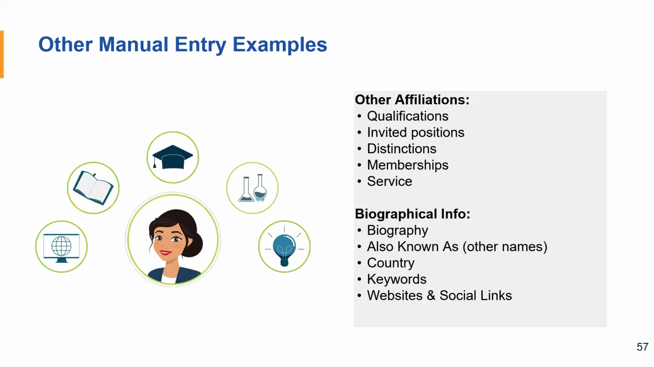Additional areas in the ORCID record that you can manually enter information include the affiliation or professional activities section, and biographical information. So again, other affiliation type information you can add includes qualifications, invited positions, distinctions, memberships, and service. And the biographical information, really your biography, also includes other names, country, keywords. You can also add websites and social links as well.